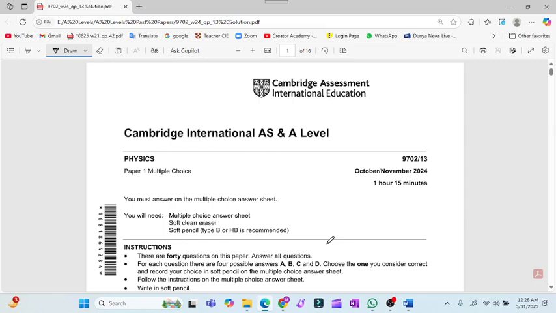Once again, I am here in order to explain to you the complete working related with the A-level 9702 MCQ paper, October-November 2024, variant 1-3.